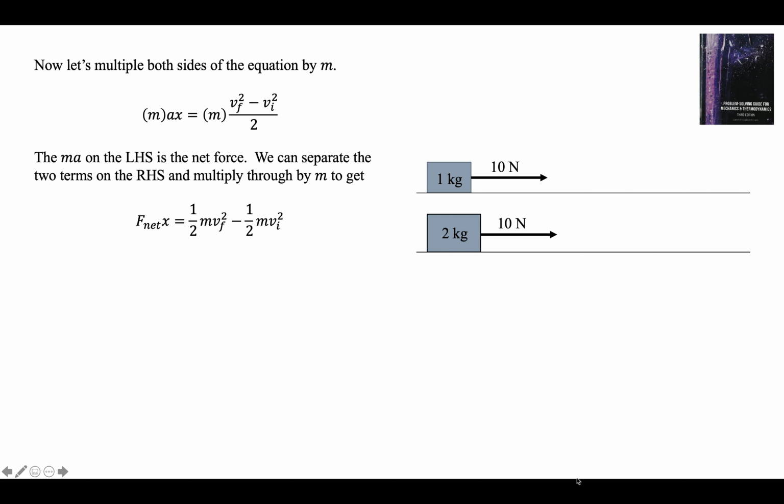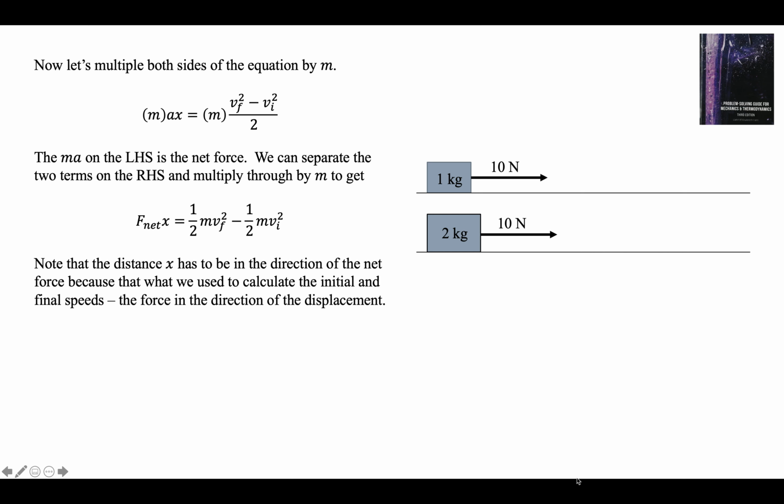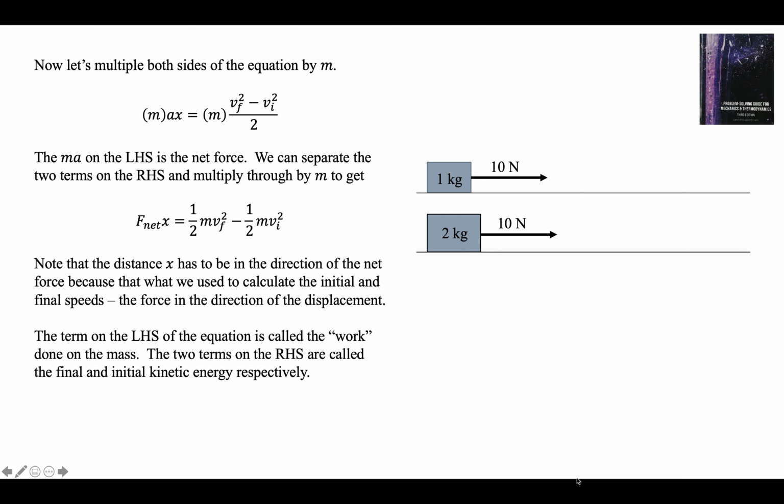The 1/2 mv squared, that's the kinetic energy. So the right-hand side is the change in kinetic energy. The left-hand side, F net times the distance, that's the work done on the object. And x has to be the distance moved in the direction of the force, because that's how we calculated the final speed, the force in the direction of the displacement. The term on the left-hand side is the work done on the mass. The two terms on the right-hand side are the final and initial kinetic energy, respectively. This is the work-energy theorem.